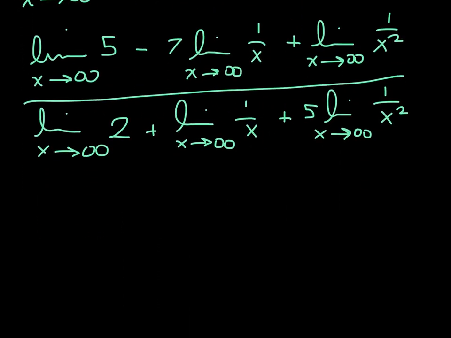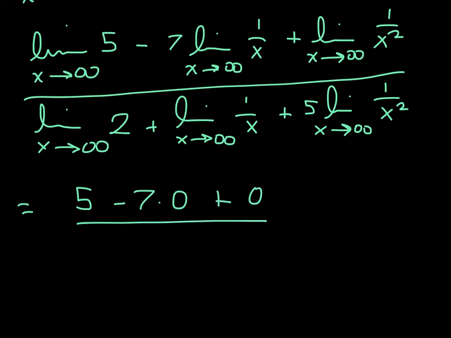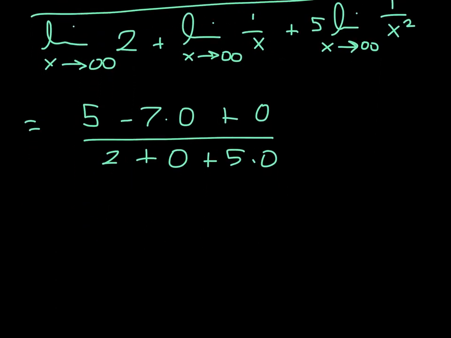Okay, folks, let's see what we have. So we have all of this is equal to 5 by the constant rule minus 7 times 0 plus 0 all over 2 plus 0 plus 5 times 0, right? So anyway, at the end of the day, it is equal to 5 halves.